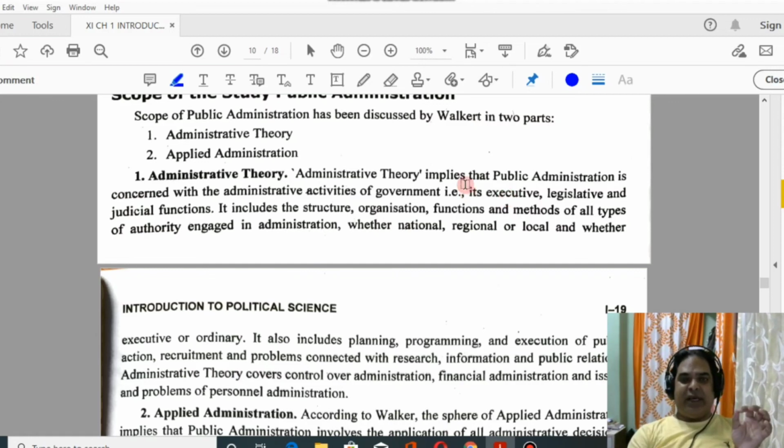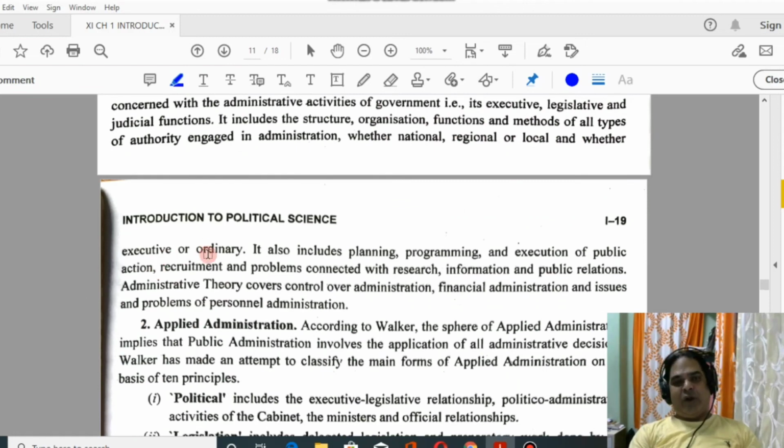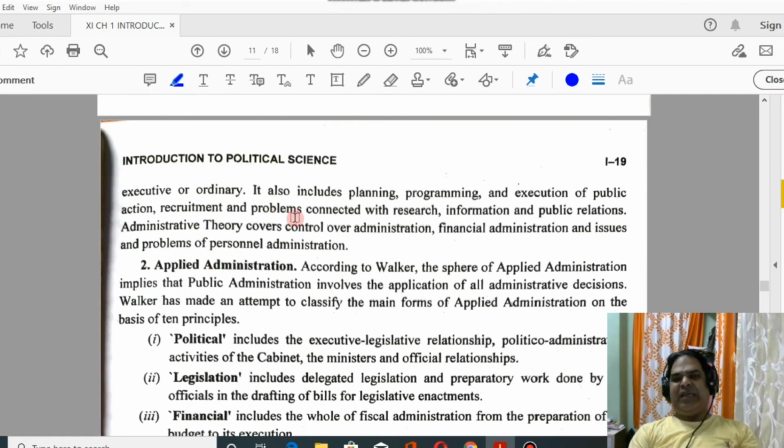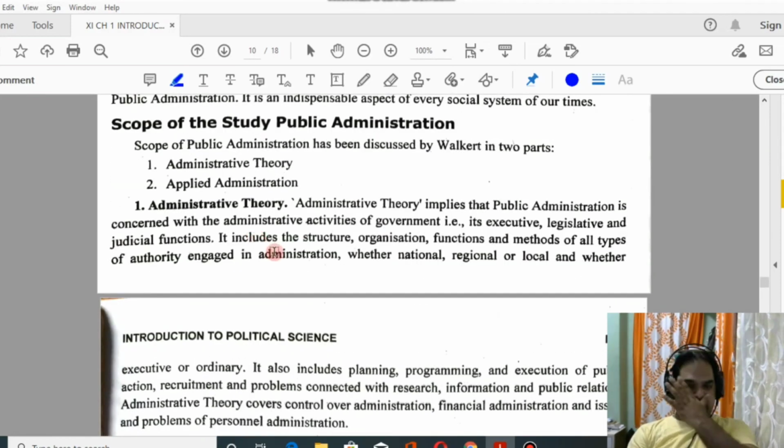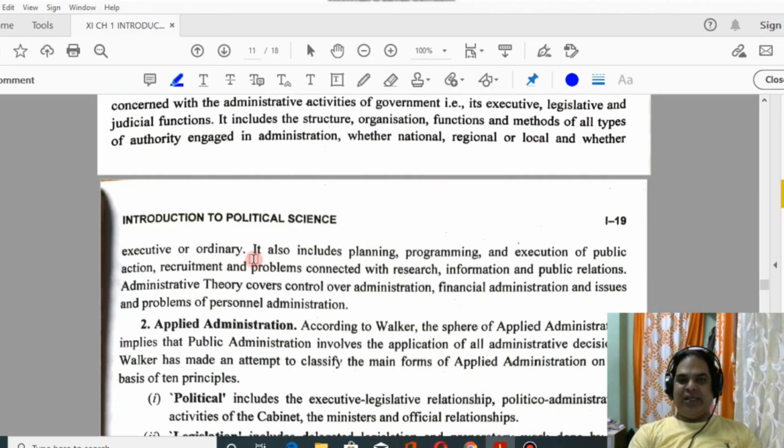So you can see here, the administrative theory implies that public administration is concerned with the administrative activities of the government, that is executive, legislative, and judicial. So the entire structure, organization, function, and methods of all types, whether national, regional, or local. It also includes planning, programs, everything has to come under this administrative theory. So when we study administrative theory, all this comes under it, which forms a part of the study of political science.